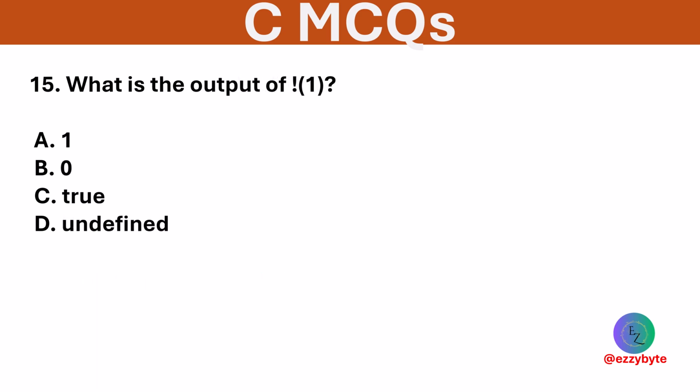What is the output of the following? Options are 1, 0, true, and undefined. Option B is correct. Not operator negates the value. Since 1 is true, it makes false.